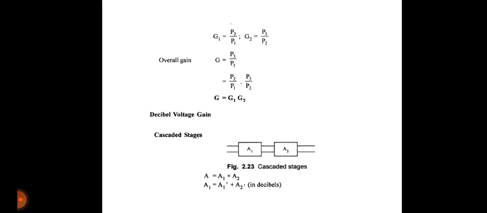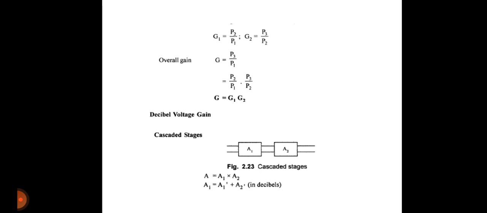So P1 can be written as Vi square by Ri, and P2 can be written as Vo square by Ro, where Ri and Ro are the input and output resistances of the amplifier. Suppose Ri equals Ro, then N equals 10 log of Vo square by Ro divided by Vi square by Ri, which is 10 log of Vo by Vi whole square. So that is nothing but 20 log Vo by Vi to the base 10. That means gain in a multistage amplifier in dB will be added.